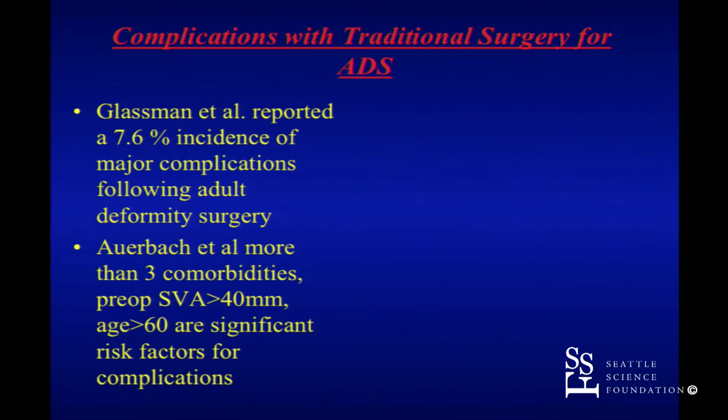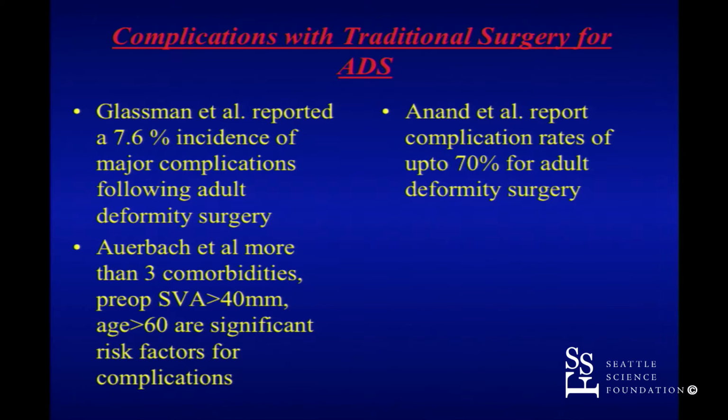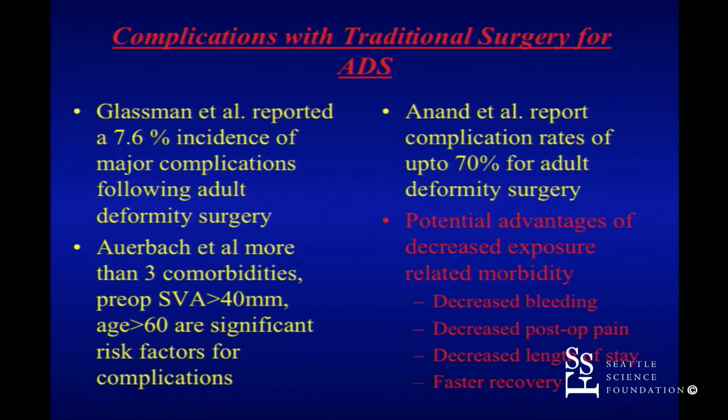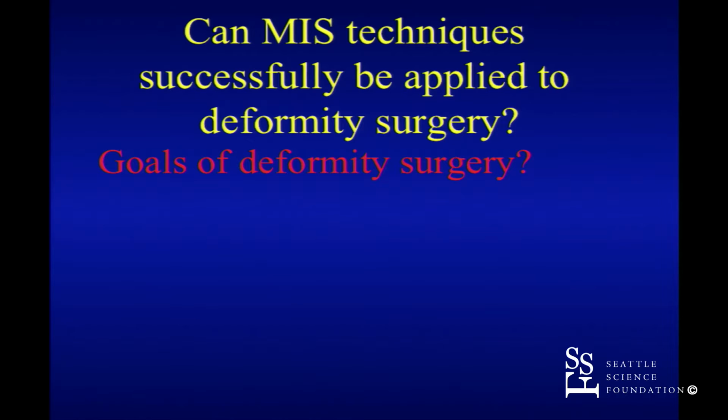If you look at the patients that you operate on for adult degenerative scoliosis, all of my patients have more than 3 comorbidities, SVAs are more than 40, and they're usually older than 60. So high complication rates with these kinds of surgical procedures. Neil Anand did a paper with Todd Albert, and they reported a 70% incidence of complications. And some papers report up to 100% complications when you take into account minor and major complications. So the potential advantages of decreased exposure-related morbidity are decreased bleeding, decreased post-op pain, shorter hospital stays, and faster recovery.